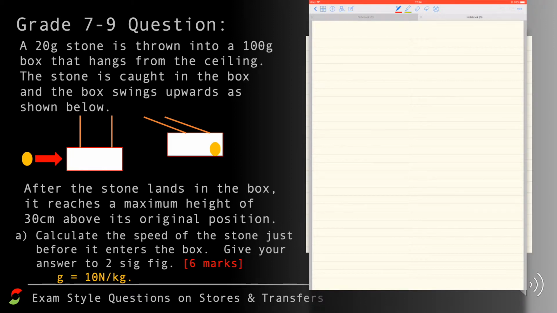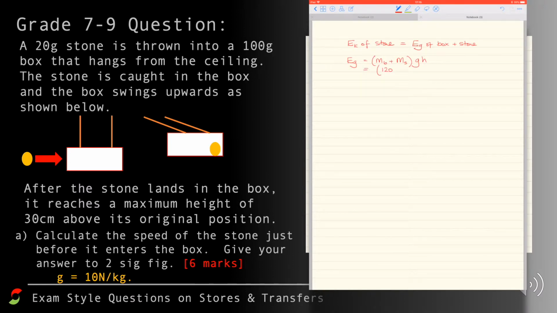So the first thing that we need to realise is that the original kinetic energy of the stone is going to equal the increase in gravitational potential energy of the stone and the box. And that is just the conservation of energy. So we can work out the gravitational potential energy of the stone and the box using mgh. So it's going to be the mass of the box plus the mass of the stone times g times h.